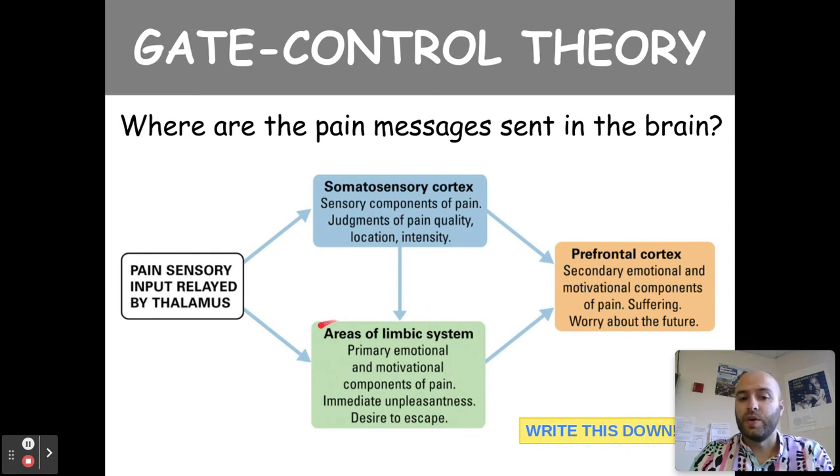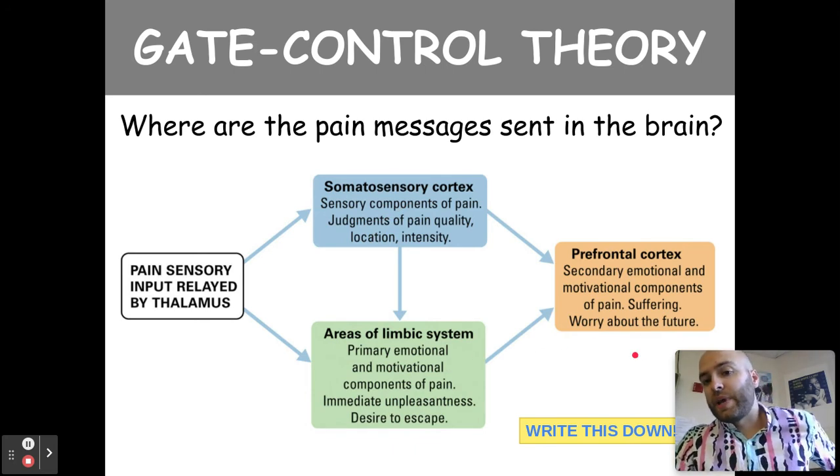And then it can also go to areas of the limbic system. Remember, this is like our amygdala and hippocampus and things like that. But our amygdala may be part of the reason or part of the way that we respond and help our desire to escape, right? That amygdala can help trigger fear or aggression in a situation where you're experiencing pain and you need to get out of it. And that can also trigger your sympathetic nervous system to get out of that situation. Once it's hit either the somatosensory cortex, the limbic system, or both, it goes to the prefrontal cortex.